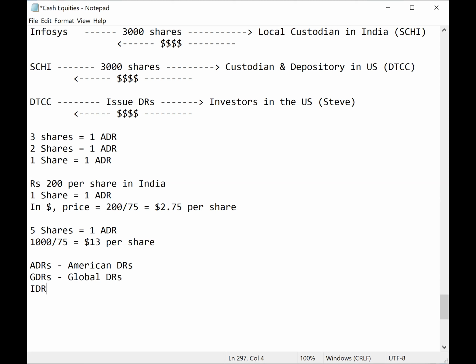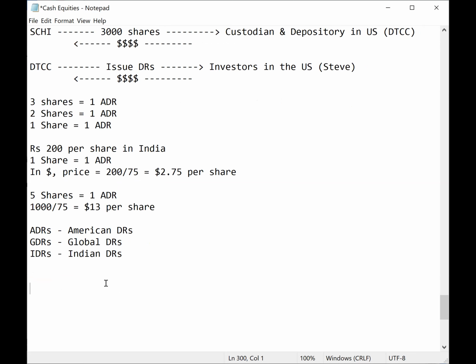And similarly, we have IDRs, which are issued when a foreign company wants to raise funds in India. These are Indian depositories. Now, guys, can you give me some examples? Can you search and tell me which Indian companies have issued ADRs?